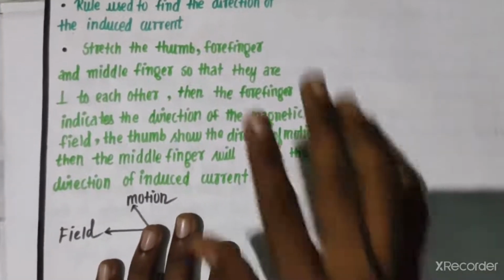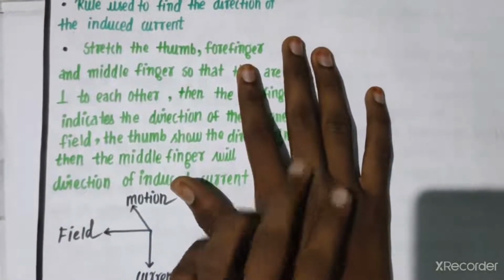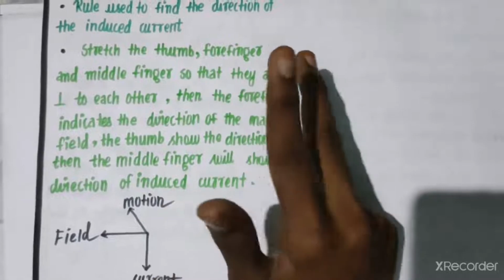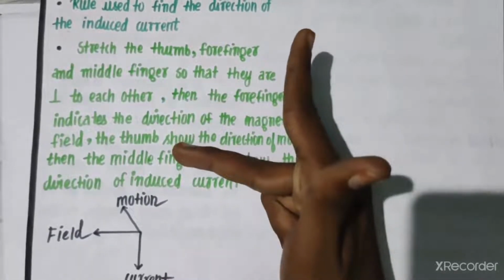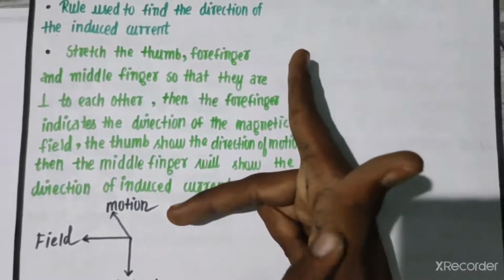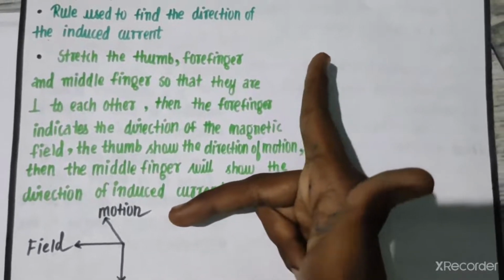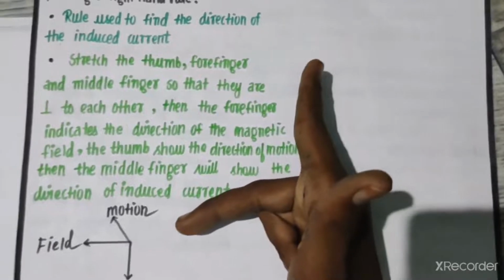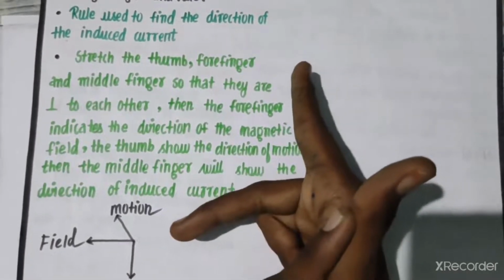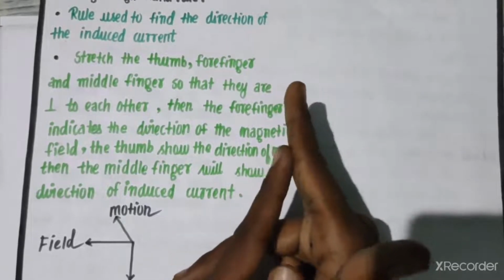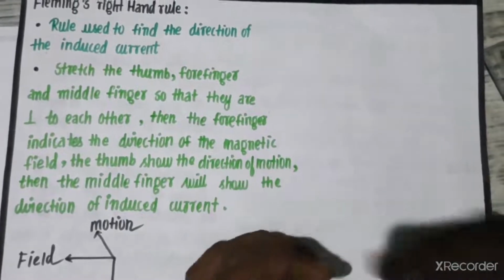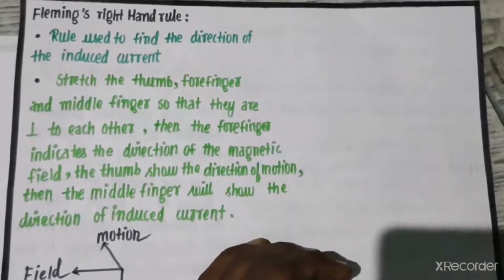Again, take the three fingers of your right hand, that is thumb, forefinger and middle finger, and keep them mutually perpendicular to each other. Again, father, mother, child. Here the father, that is force, is nothing but the motion of the magnet or conductor. So you should know its direction and the direction of the magnetic field. Then you can find the direction of induced current. So this is what you have to know about Fleming's right hand rule.